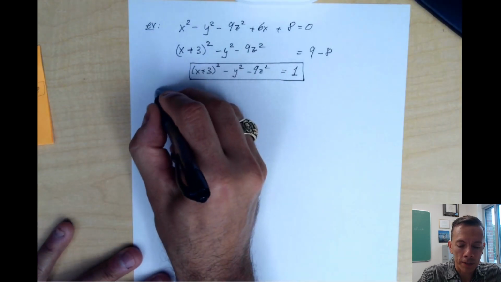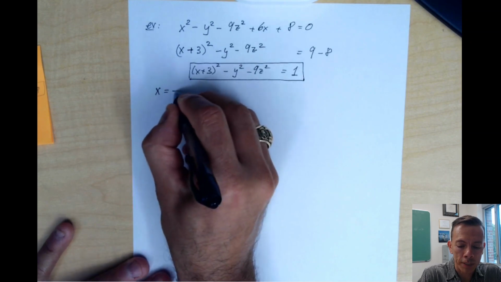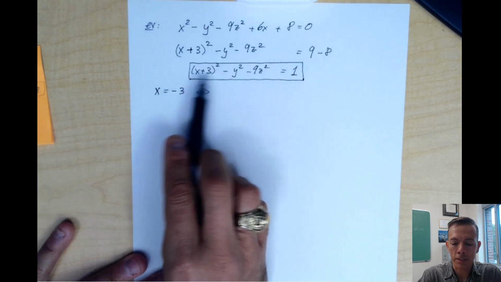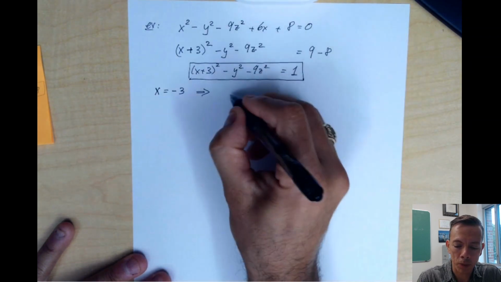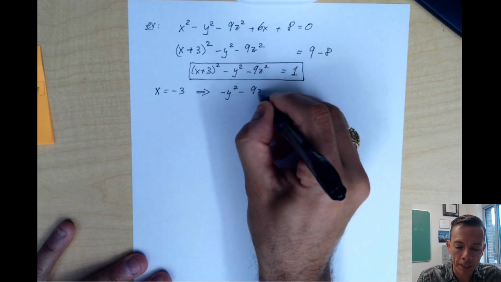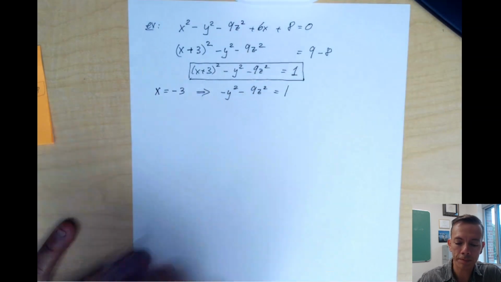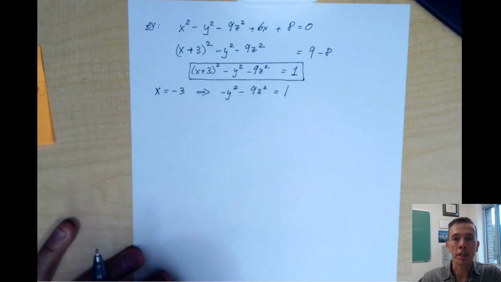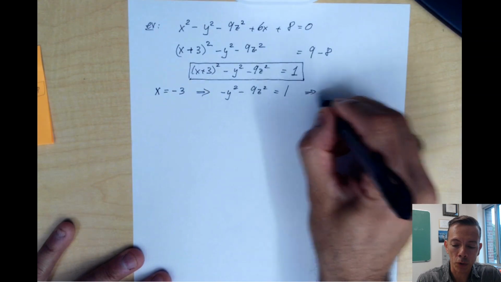So if you take the plane x equals -3, this cancels out the first term, and what remains is the trace minus y squared minus 9z squared equals 1. And if you notice, this equation can never be satisfied, so you have no trace here.